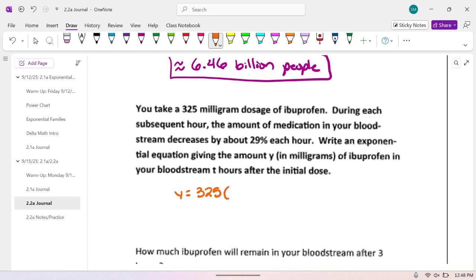And since it's a decay, we're doing a 1 minus. What's my rate of decrease? So what's the rate that I'm decaying? It's 29%, but what is it as a decimal? 0.29. So 0.29, and it's going to be raised to the T power. So if we simplify that down, it's y equals 325 times 0.71 to the T power.